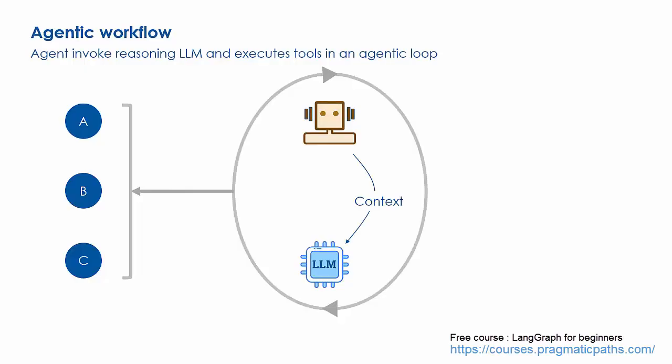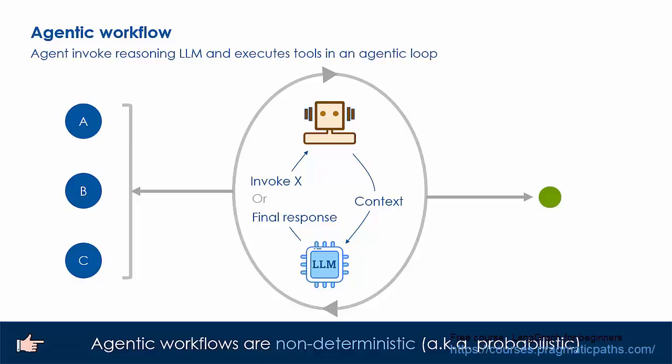The agent passes the context to the reasoning LLM that then returns the next service or set of services to be executed. The agent executes the services and updates the context with the response received from the services, and then again invokes the reasoning LLM. The LLM may respond back with additional services to be executed, or it may return the result which the agent then returns as the final response. The sequence in which the services are executed is non-deterministic, as it is planned by the LLM at runtime.